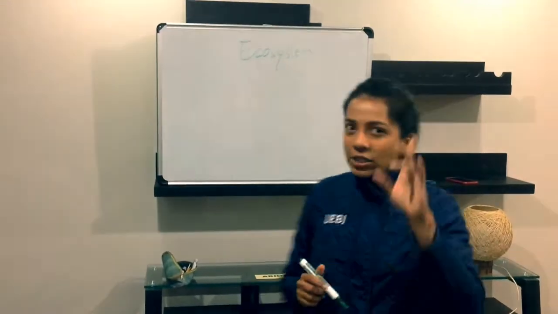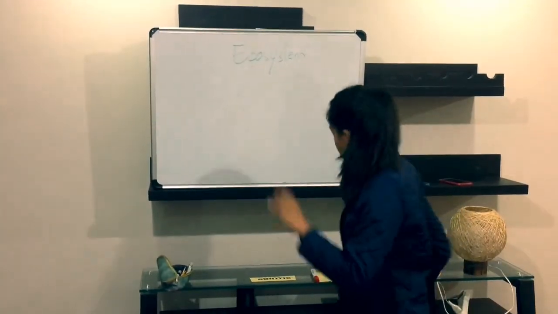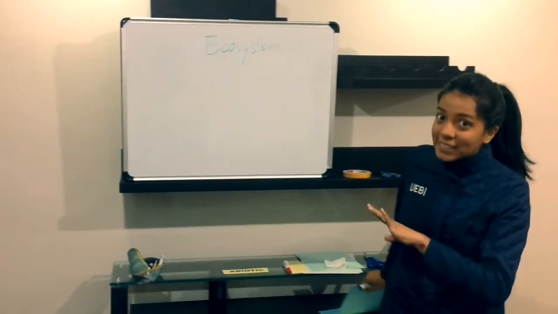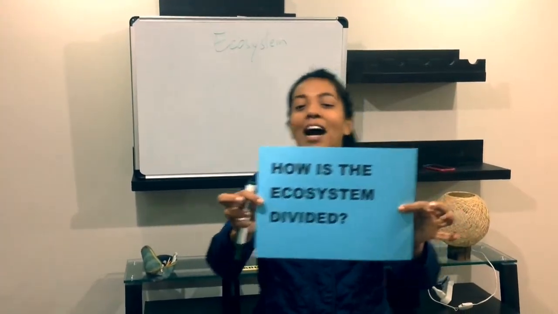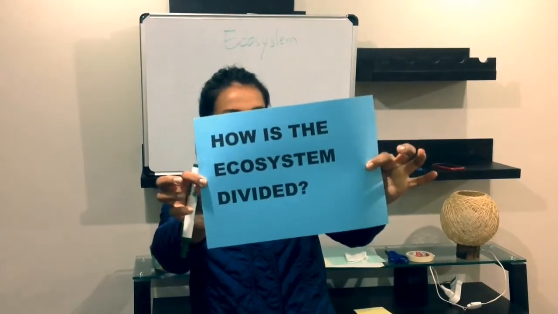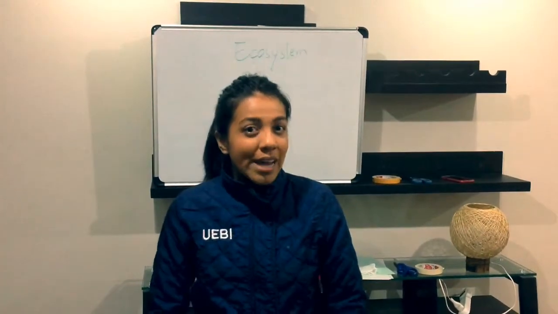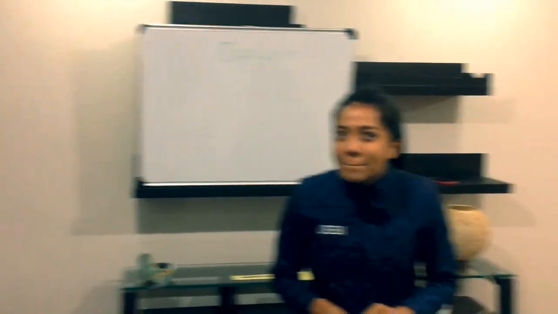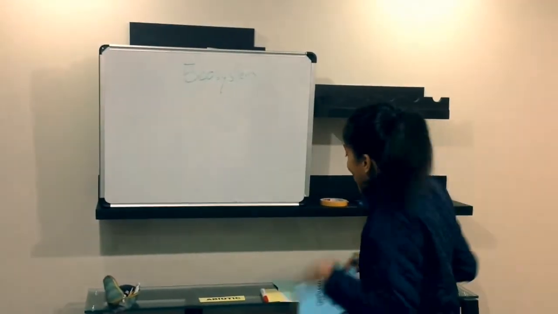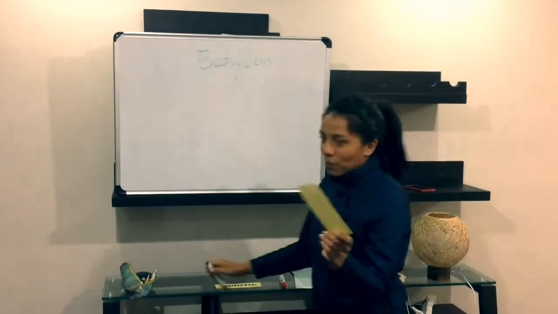Now, I'm going to ask you the first question about this only in order to remember, because this is a class that was already taught. Question number 1 says, how is the ecosystem divided? We need to remember that the ecosystem is divided in 2 parts. Do you remember that? Okay, if you don't, we are going to remember together.